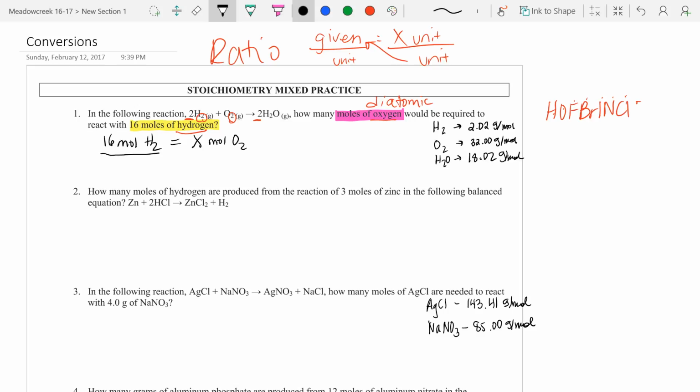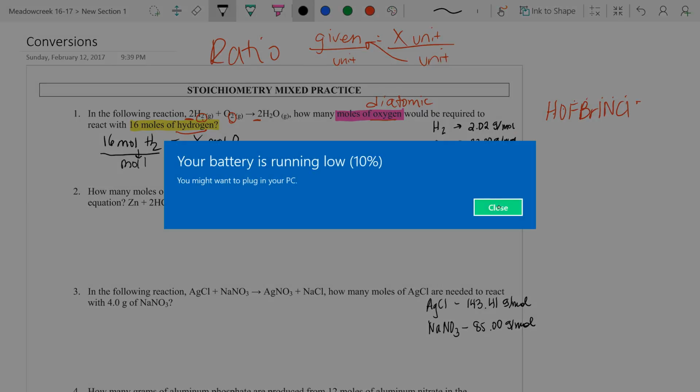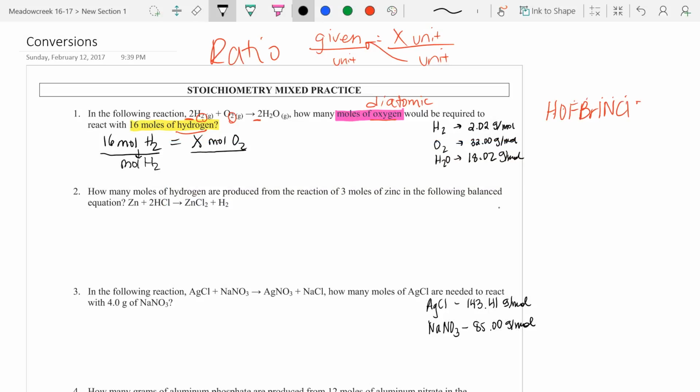Now, in order for this to work, we set it into a fraction or a ratio, and whatever unit is on the top, we bring to the bottom. So if I have moles of hydrogen on the top, I'm going to have moles of hydrogen on the bottom.